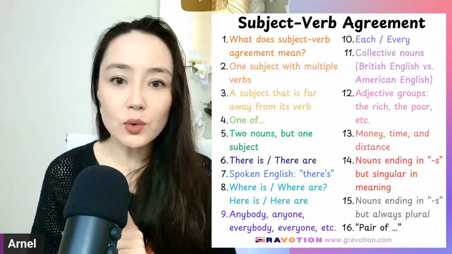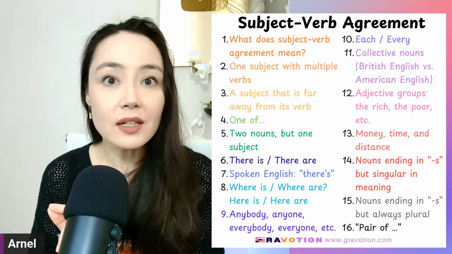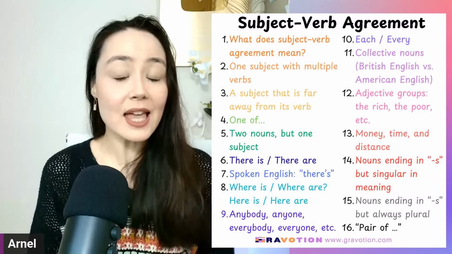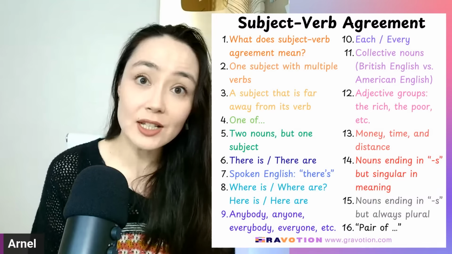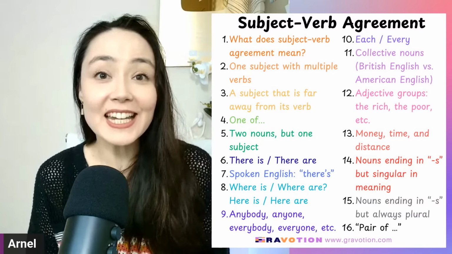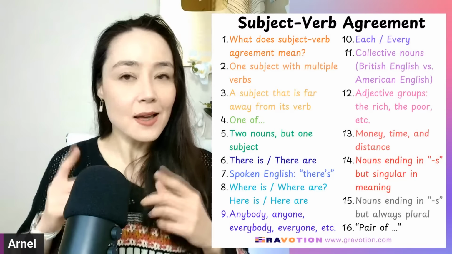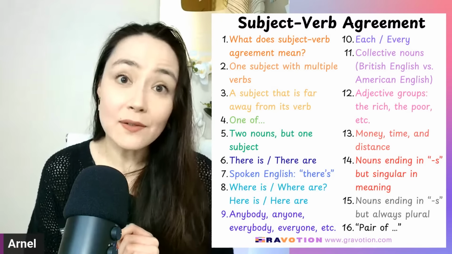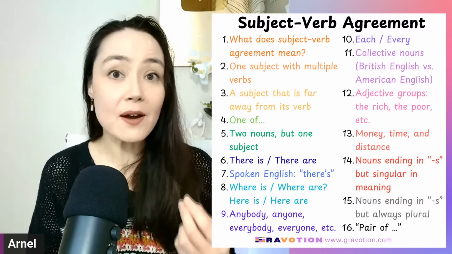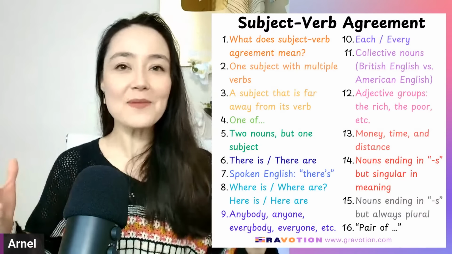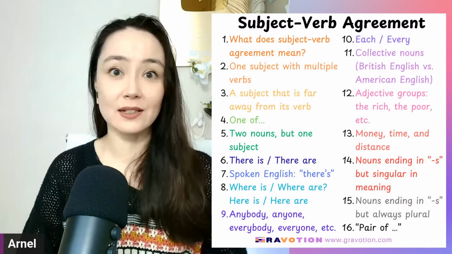If I go through to number 11, we're going to look at collective nouns because things are different in British English and American English. And just so you know, I'm American, but I do want to teach you the difference between British English and American English in today's lesson. That's important for all my international students.